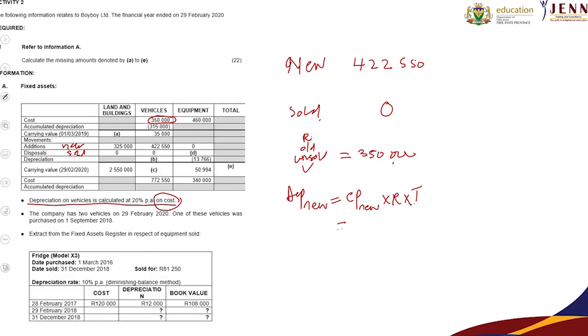How much is the cost price of the new one? It's 422,550. Then we multiply by the rate. How much is the rate? They said their rate is how much? 20%. Then we are going to say 20 over 100.